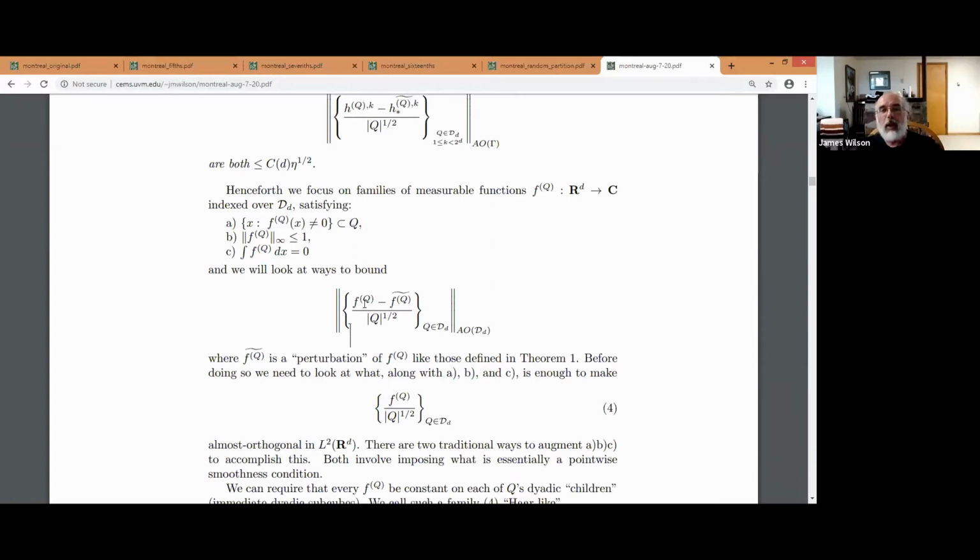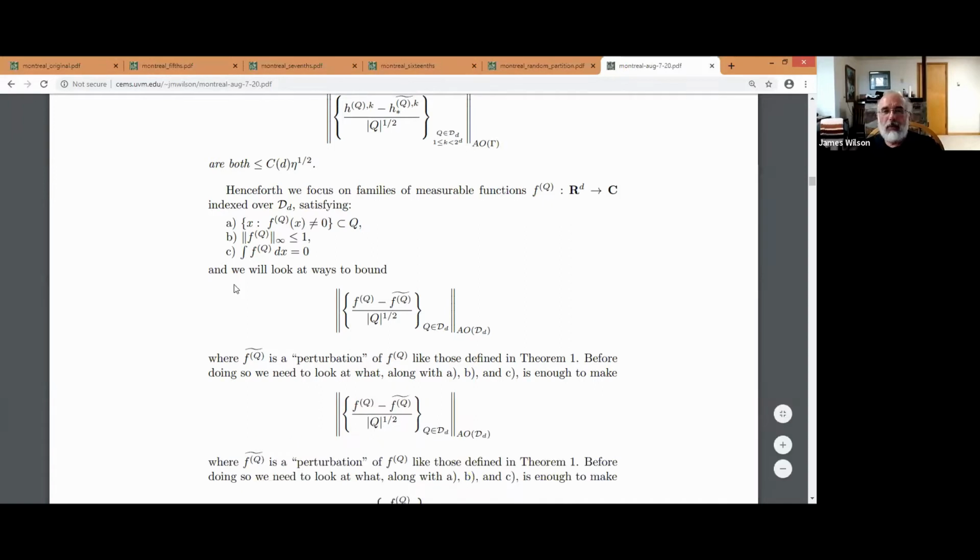Okay, this difference where fq minus fq twiddle. Fq twiddle is a perturbation like those defined in theorem 1, where you basically have q-centered dilations and small translations. Okay, but of course, before doing that, you have to get some idea of, well, when is a family like this that satisfies A, B, and C almost orthogonal?